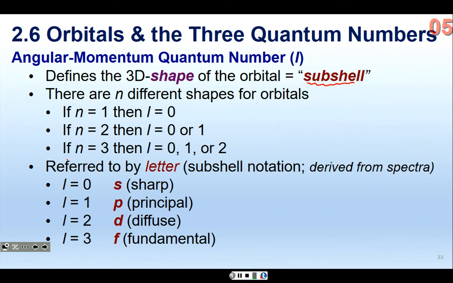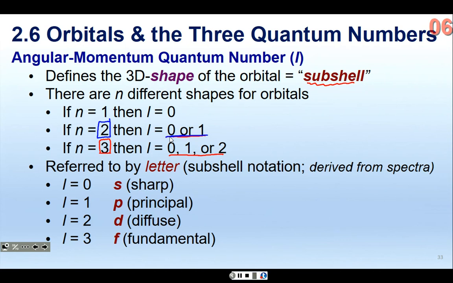When n is 2, L can be 1 and 0, so L has 2 possibilities when n equals 2. So there's the same number of shapes as there are shells. When n equals 3, the second quantum number can have values of 0, 1, and 2. So there are 3 values when you're in the third shell, 2 values for L when you're in the second shell, and only 1 value for L in the first shell, where L equals 0.